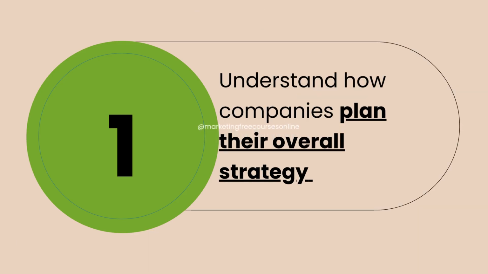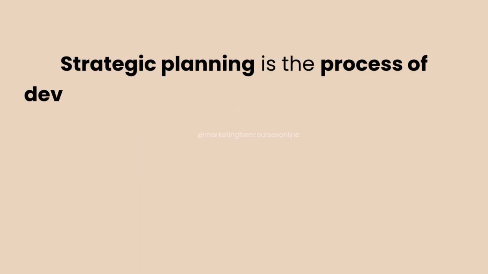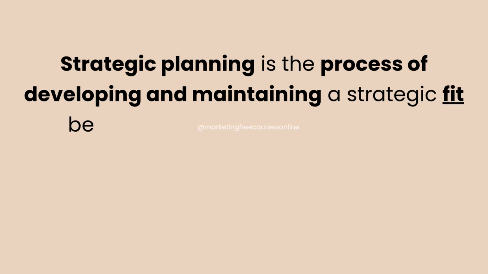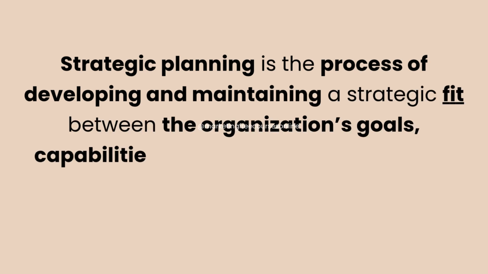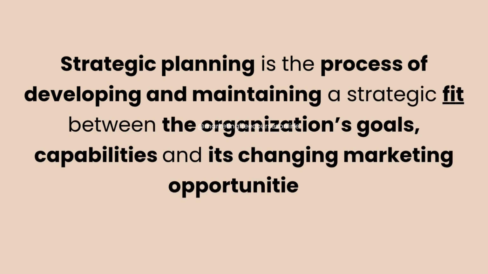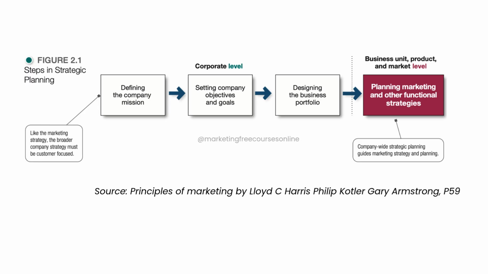Think of a company as a ship sailing toward a destination. Strategic planning is the captain's plan to get there, avoiding storms and finding the best route. It's how companies decide where they're going and how to succeed. Let's walk through the 4 steps of this process, shown in Figure 2.1 in the textbook, called Steps in Strategic Planning.